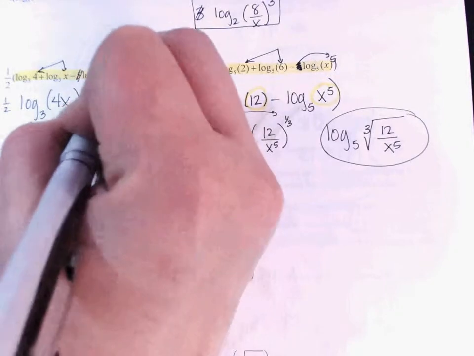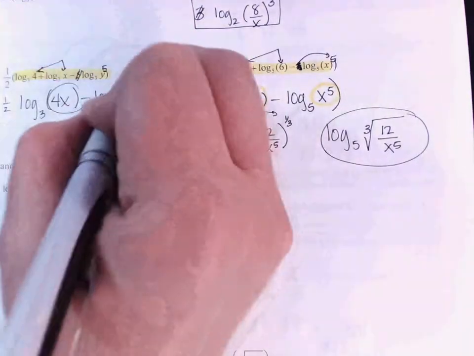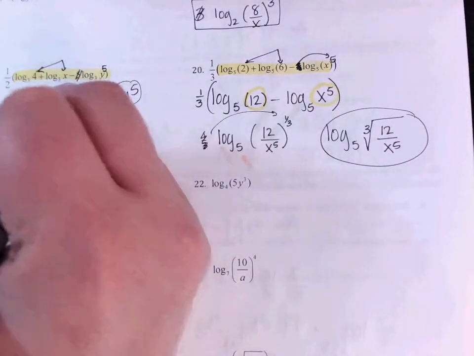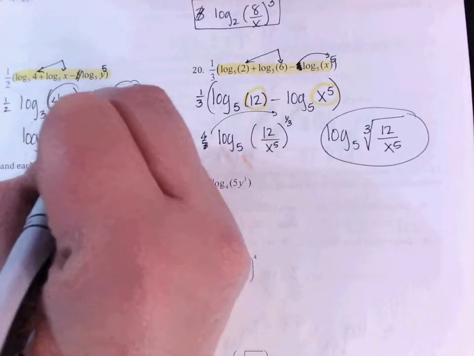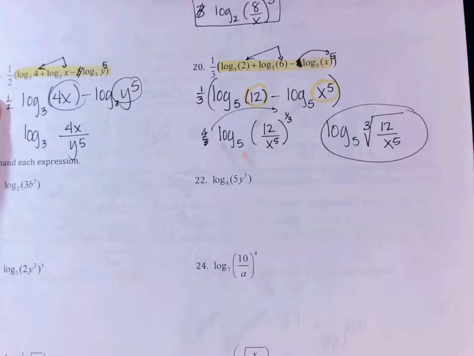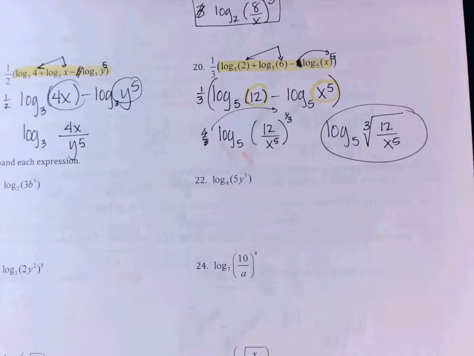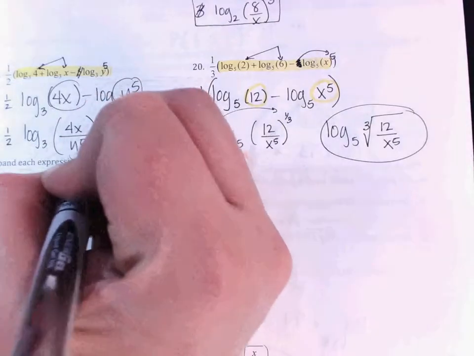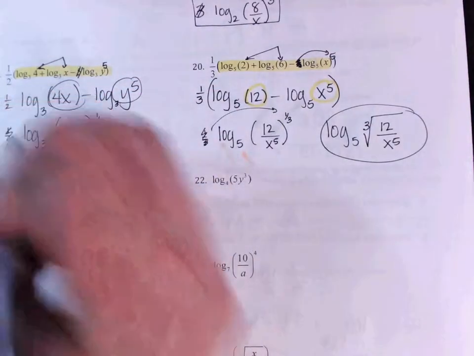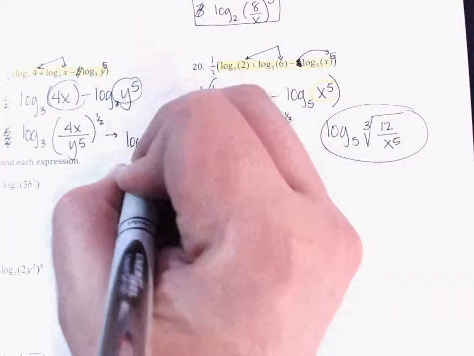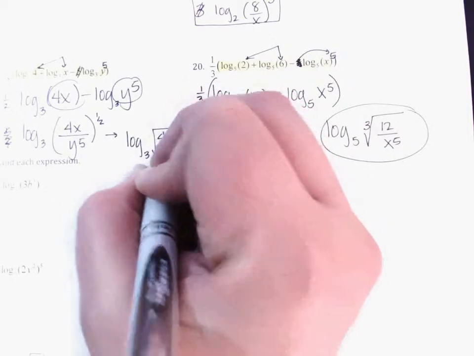And then if I have a minus log 3 of y^5, what am I going to do with these two? Divide. So it'll be log 3 of 4x over y^5. Now, in my next step, I'm going to take the 1/2 from the front and move it up top. But then what's that the same as? A square root. So I'm going to show it was here, then move it here, and then convert it into a square root. So that would be the same as the square root of log 3 of 4x over y^5.